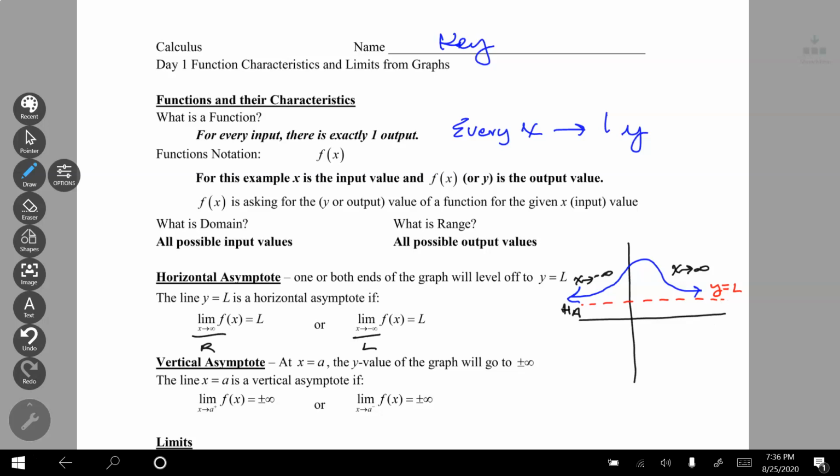A lot of times, we do a leading term over leading term when we're talking about rational functions, when we have polynomials involved. Something like 3x squared over x squared will give y equals 3 as an HA. So that's really what horizontal asymptotes are.